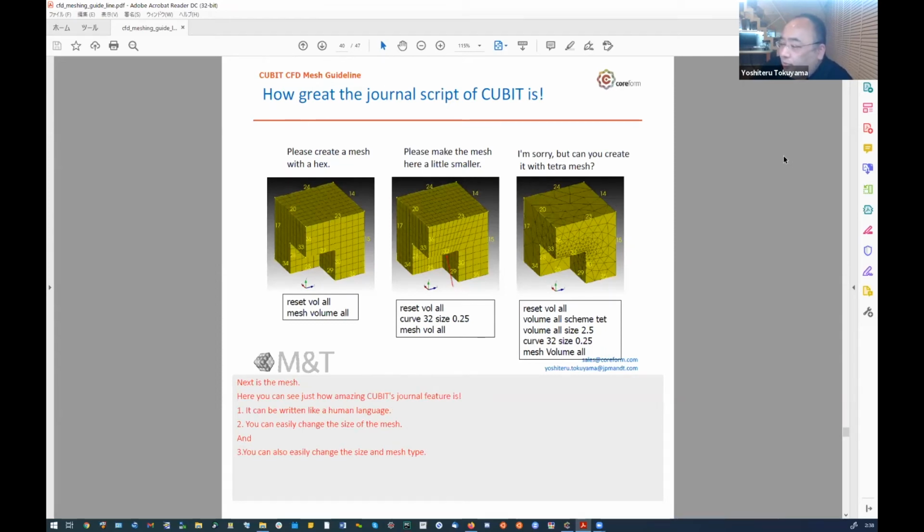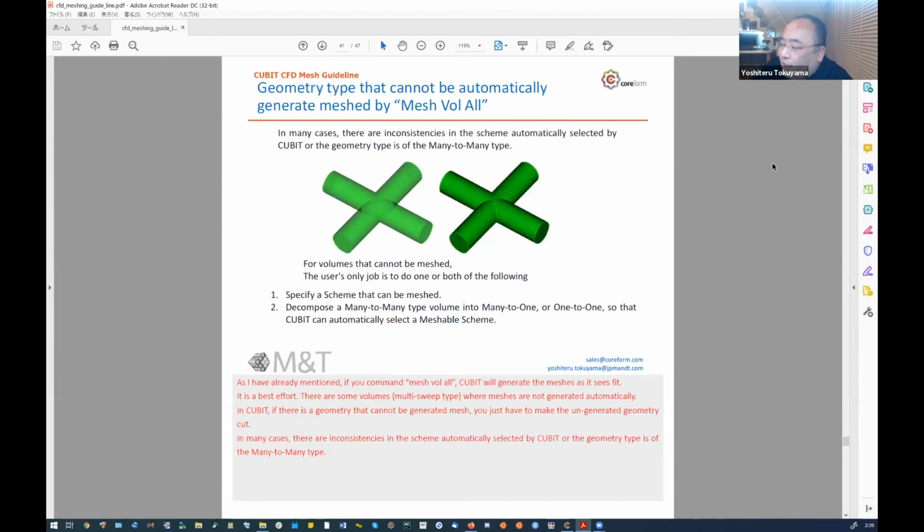Next is the mesh. Here, you can see just how amazing Cubit's journal feature is. One, it can be written like human language. Two, you can easily change the size of the mesh. And three, you can also easily change the mesh type. As I have already mentioned, if you command mesh volume all, Cubit will generate the mesh as it sees fit. It is best effort.